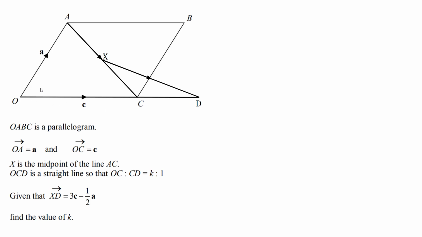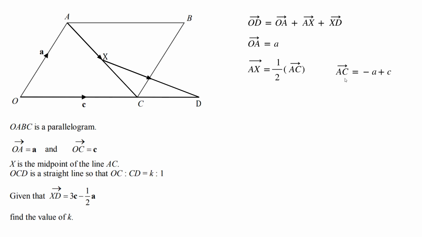Okay, so first of all, we need to go up here, and up here. So we can get from O to A, that's fine. So OD will go this way, this way, this way. I've just written that here. O to A we know is A, but how do we get from A to X? Well, if X is the midpoint, then AX is half of the line AC. And AC, well, we can figure out AC. It's minus A plus C. So AX is half of that, which is minus a half A plus half C.